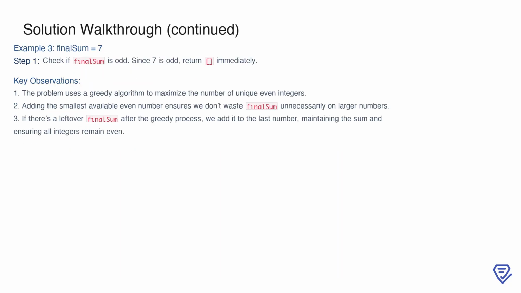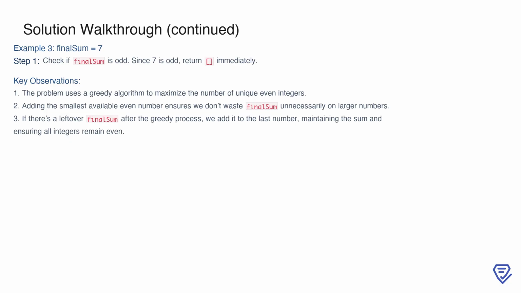Finally, let's consider the case where final sum equals 7. Since 7 is an odd number, we know it's not possible to split it into even integers. Therefore, we immediately return an empty list. From these examples, we can make a few key observations.